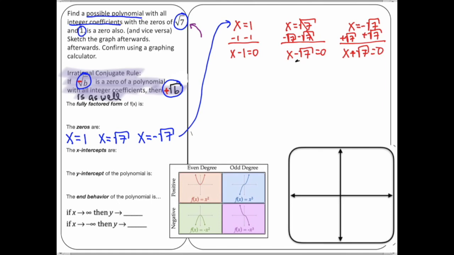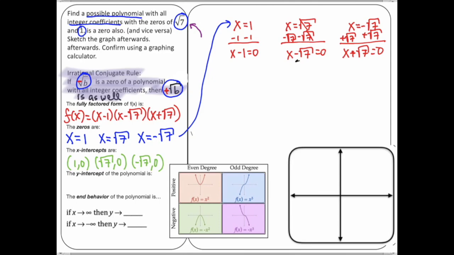Okay, and so the fully factored form is going to be f of x equals x minus 1, x minus the square root of 7 times x plus the square root of 7. Now if we want to find the x-intercepts, we're just going to be bringing down the 0. So we would have 1 comma 0, square root of 7 comma 0, and the negative square root of 7 comma 0.